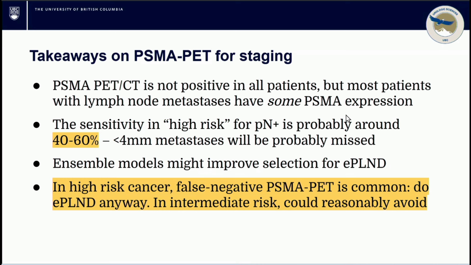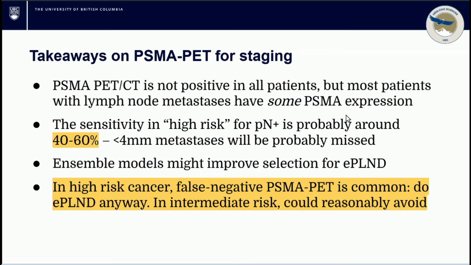And if the PSMA PET is negative, you could combine it with other preoperative features, but it looks like there's not that much extra benefit to be gained by doing this ensemble model compared to just a good second-generation nomogram. So I might not avoid doing a pelvic lymph node dissection, if I believed in the utility of one, just on the basis of a negative scan.